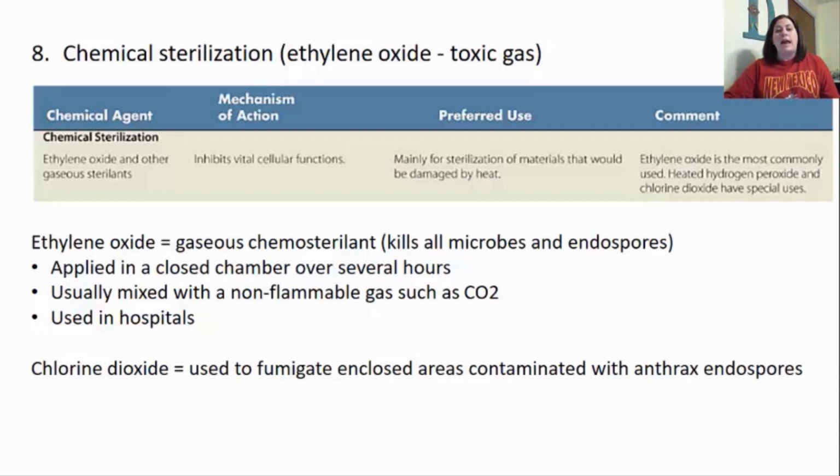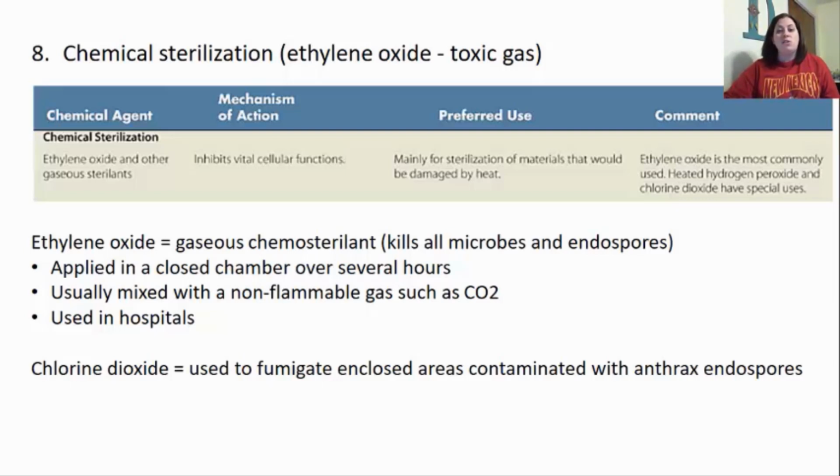Ethylene oxide is a gaseous chemical sterilant, meaning that it's in a gas form and it kills all microbes and endospores. This has to be applied in a closed chamber, and it has to be applied over several hours. It's usually mixed with a non-flammable gas like CO2, and it is also used in hospitals. This gas is very toxic, but it's also explosive. And so this is again why they put it into a non-flammable gas substance with carbon dioxide, because if they mix it with oxygen, it could cause major issues.